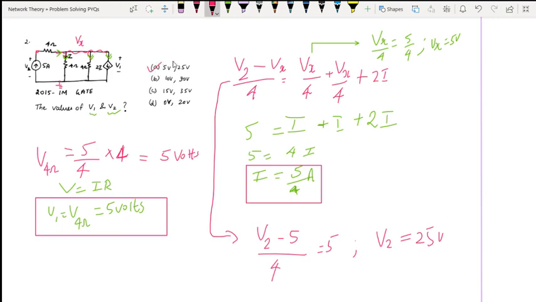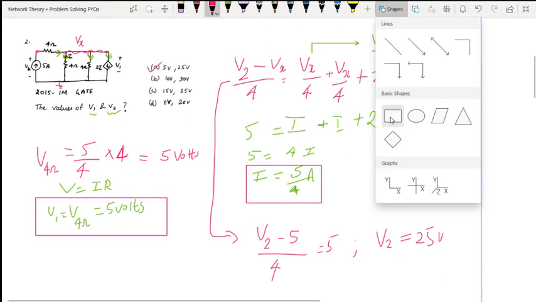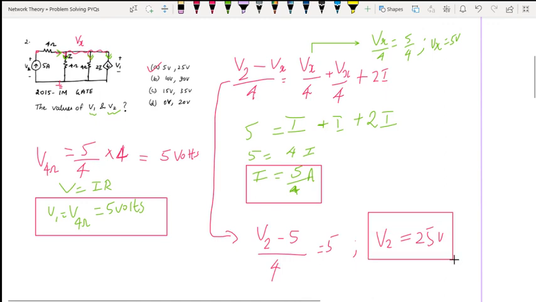Do we get the answer here? Yes, option A is matching with our answer. So we got the answer for this. I hope you understand this. So let's meet in the next question.